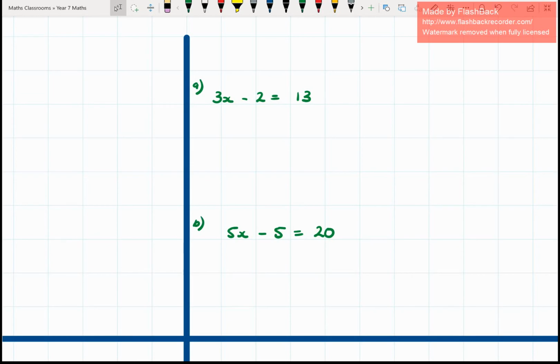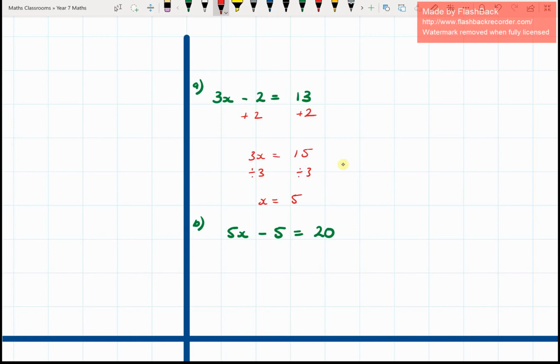So hopefully you've had some time to do those. I'm using inverse operations, so I'm going to plus 2 to both sides. And what that's going to do is give me 3x equals 15. And then I've got 3 times x. So what's the opposite of times? It's divide. So I'm going to divide both sides by 3. And I end up with x equaling 5.